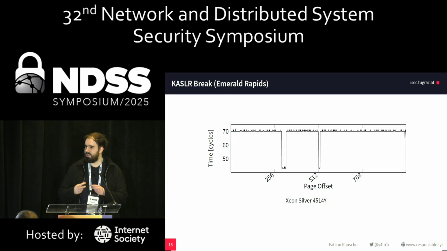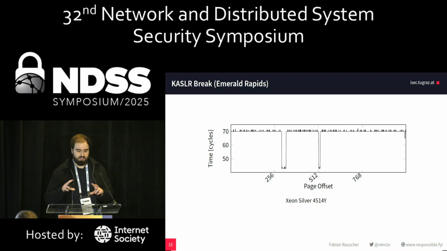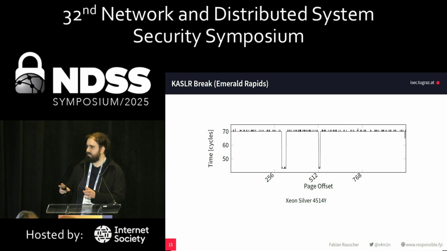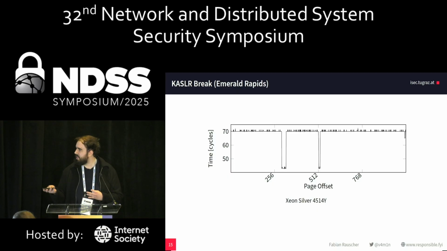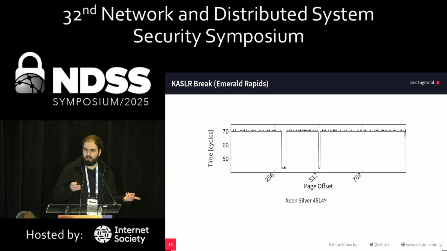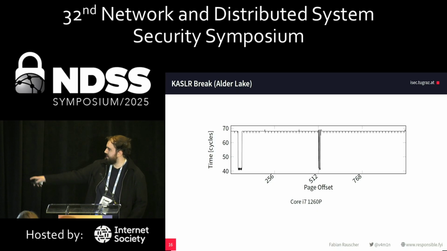And the reason for that is the TLB. If the translation for a page is in the TLB, it's significantly faster to determine if the demote instruction should work or not. And not mapped pages are not in the TLB, so they take longer because they have to do a page table walk. We also have something like this for this other CPU.